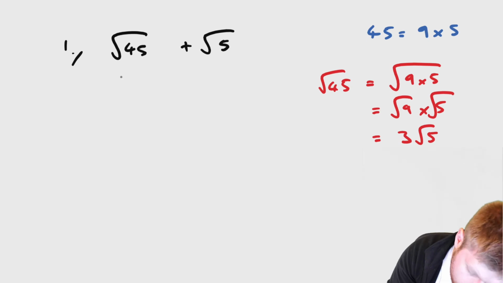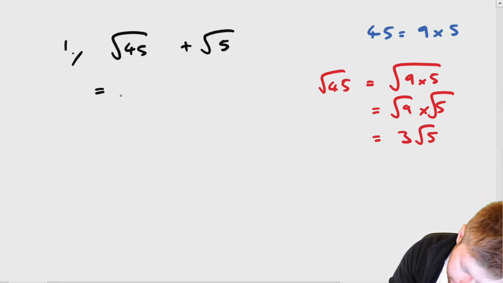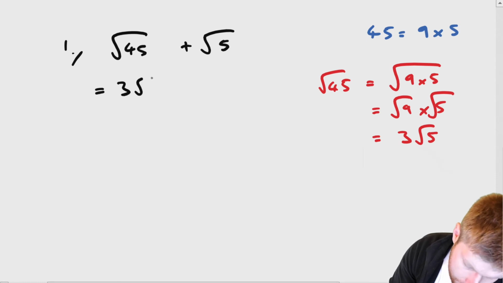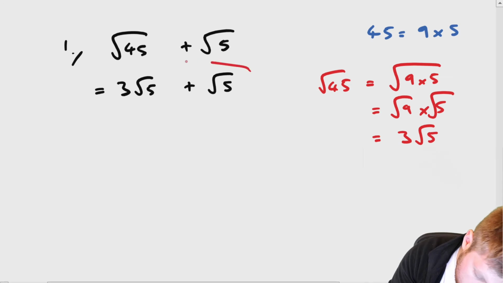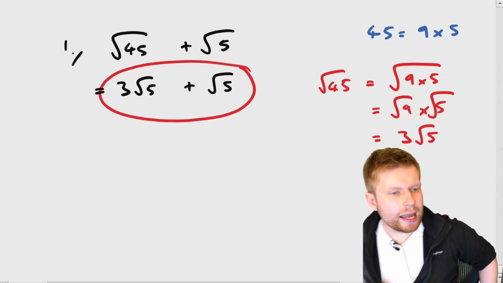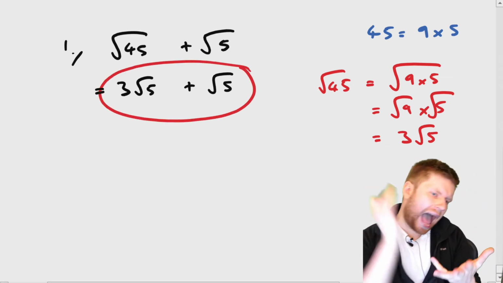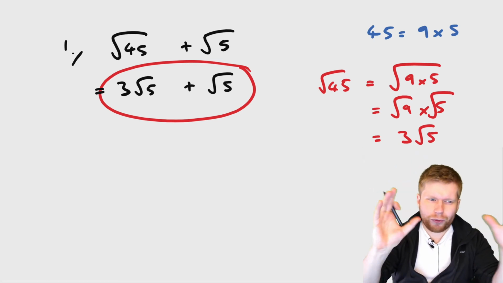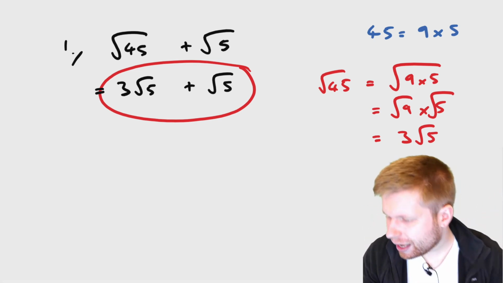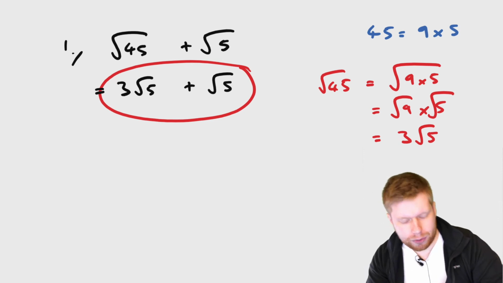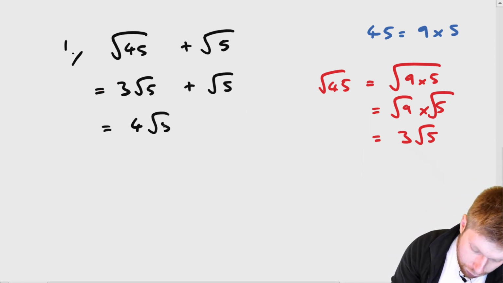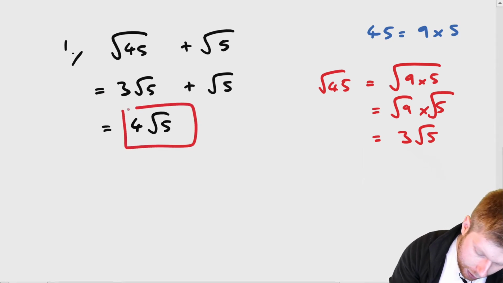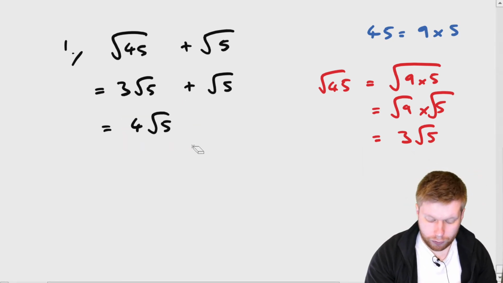So I could rewrite this, not as square root of 45 plus root 5, but as 3 root 5 plus root 5. Now, if I have 3 of something and then I add on another of that thing, and notice that it's root 5, I'm just thinking of it like algebra. 3 of something plus 1 of something gives me 4 of something, and in this case that something is root 5. So that would be my final answer: 4 root 5.